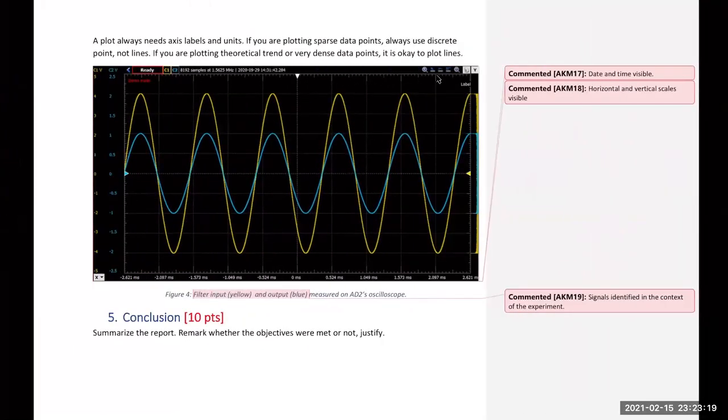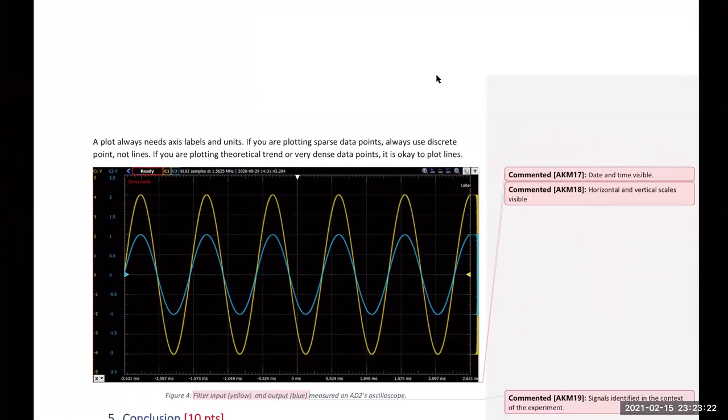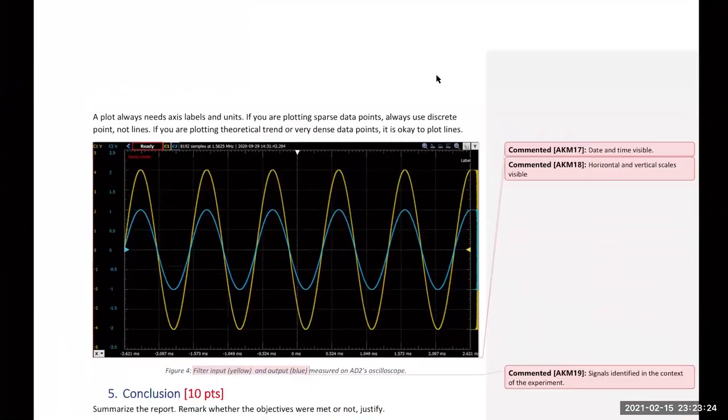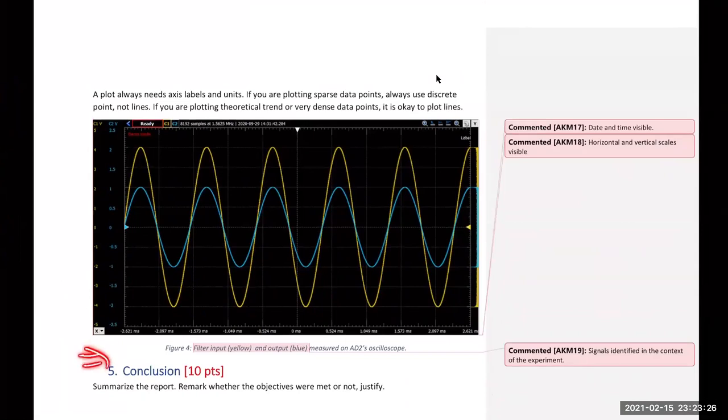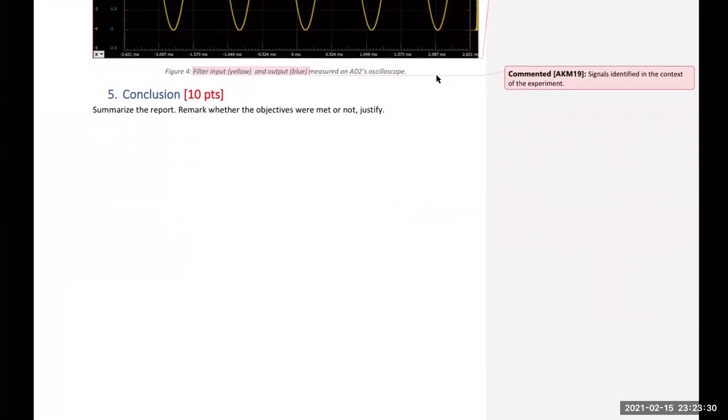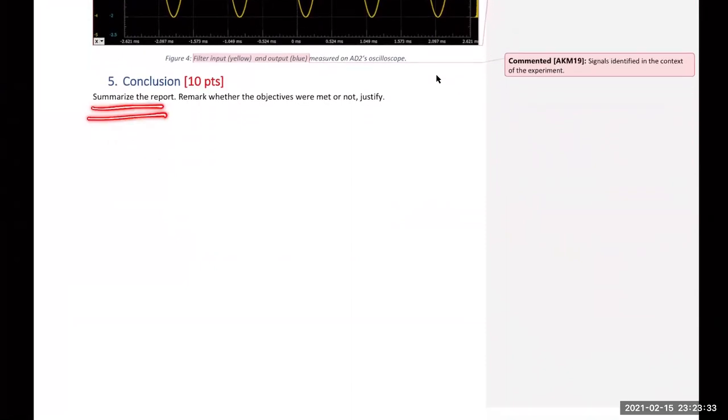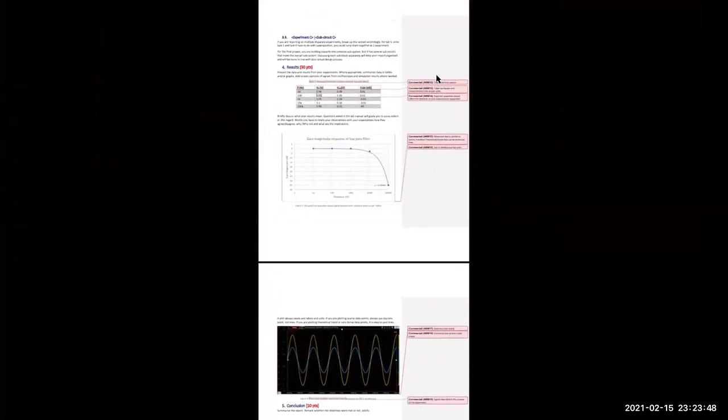Okay, and also on the report, you should talk about what these results mean and answer some of the questions posed to you in the lab manual. Okay, and finally, in the conclusion, just summarize the report and remark on whether or not your objectives were met with some justification based on your results. Okay, so that is what your report should look like.